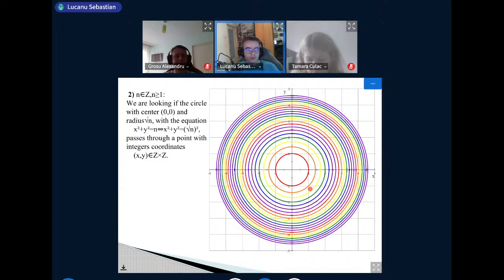The yellow circle, which is representative of the value 3, cannot be written as x squared plus y squared. Thus, there are no integer coordinate points x and y located on the circle with the center 0, 0 and the radius square root of 3.